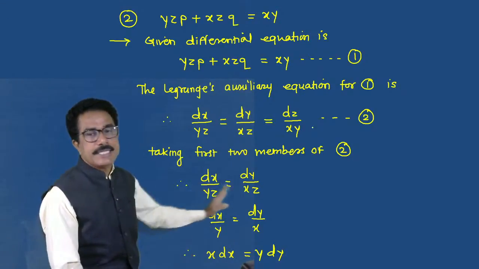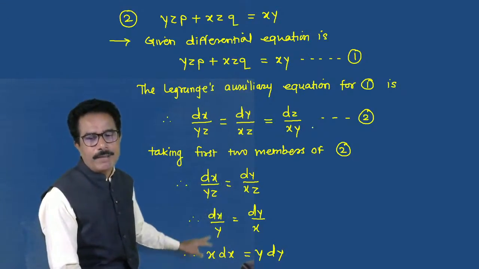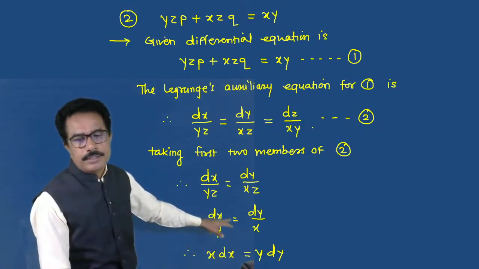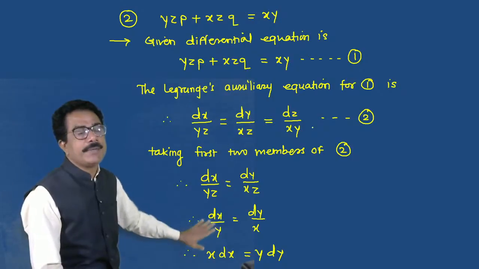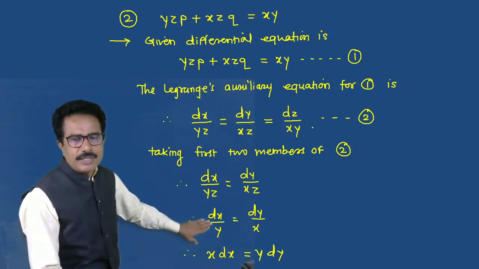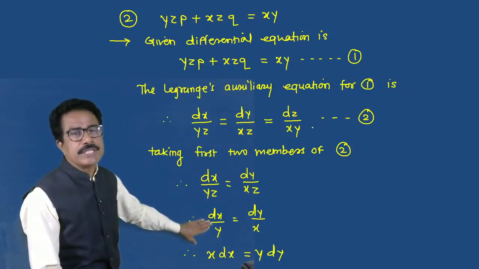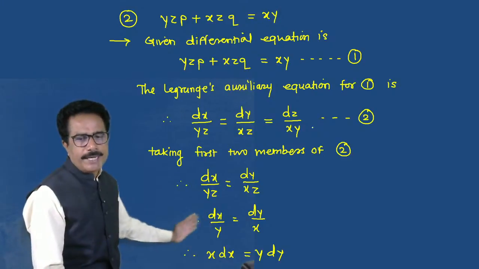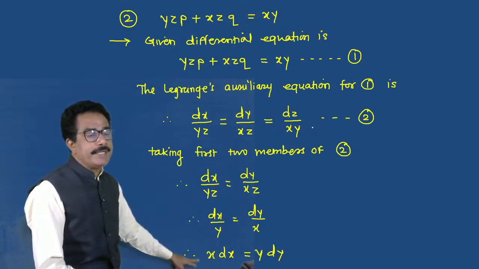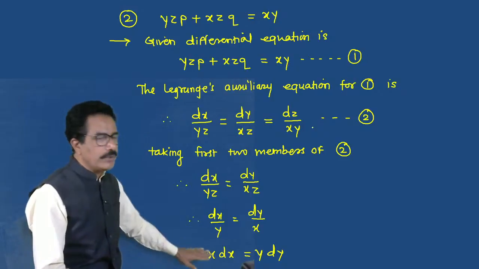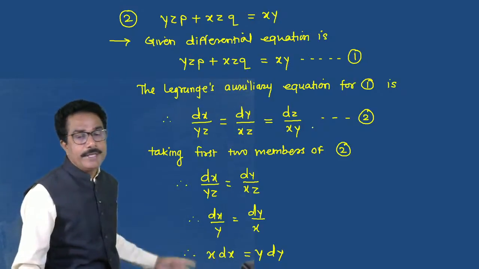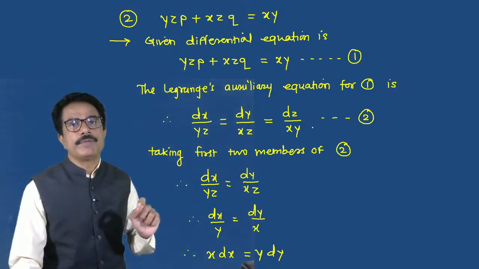So we can cancel z from the denominator. So dy upon x equals dx upon y. But this is not an equation in variable separation form. So by taking the cross multiplication, we shall make it a variable separation form. So x dx equals y dy, this is the variable separation form of the equation.